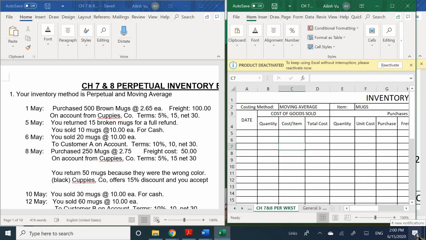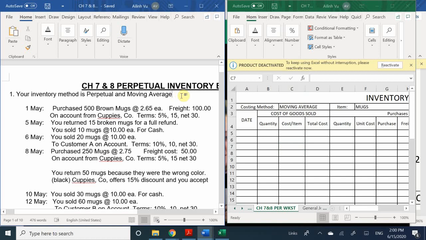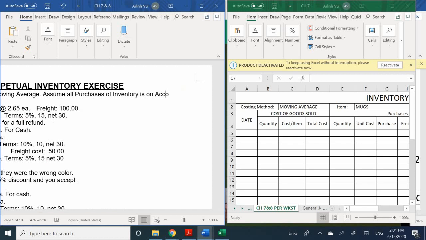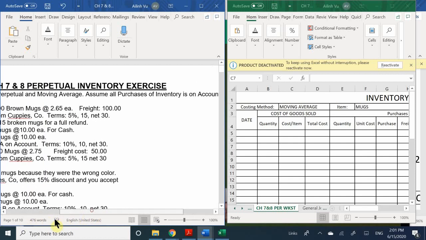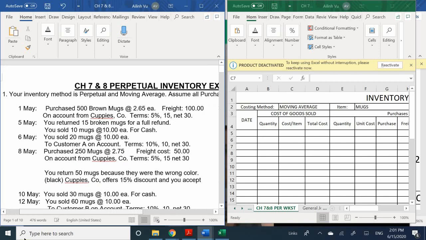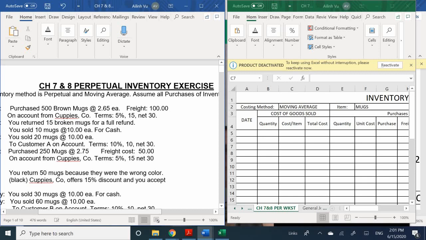journalize it second. Now I forgot to actually include this in here. So I'm going to put it in here. Assume all purchases of inventory is on account. All right. And I don't think I had terms, did I? Oh, yeah, I did. I wrote on account from Cuppies Co. terms 5%. Perfect. Okay, so never mind.